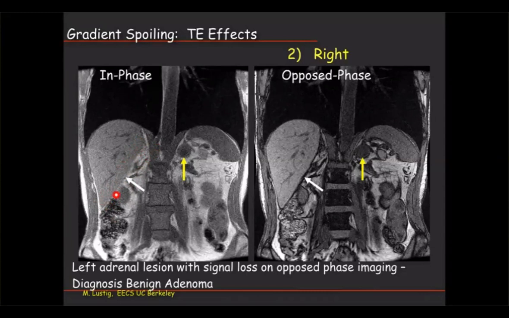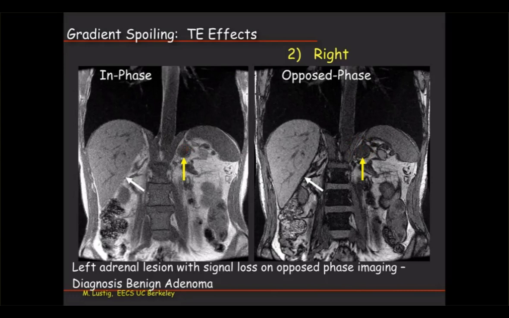This is in phase, so you don't see any difference. And actually there's a diagnosis here. Left adrenal lesion, this one, with signal loss in the opposed phase compared to in phase. And also it has kind of a contour around it. The reason that it loses signal in the opposed phase is that this particular lesion has both fat and water in it. So when it's opposed phase, you get cancellation within the voxel, and so you get loss of signal, whereas in phase, it comes back.